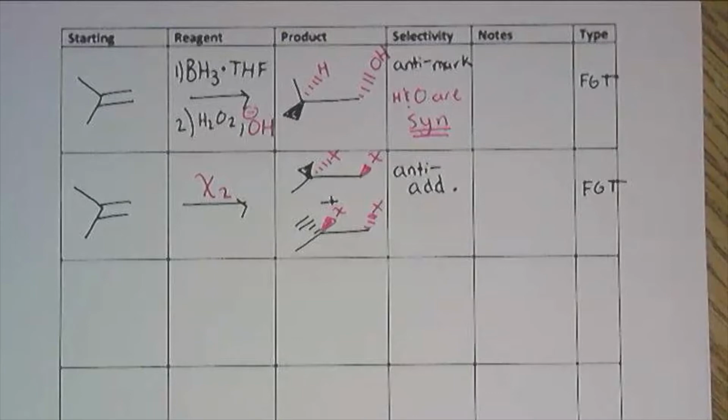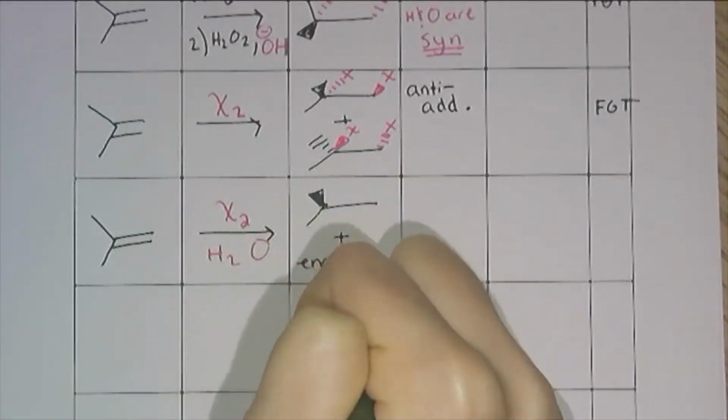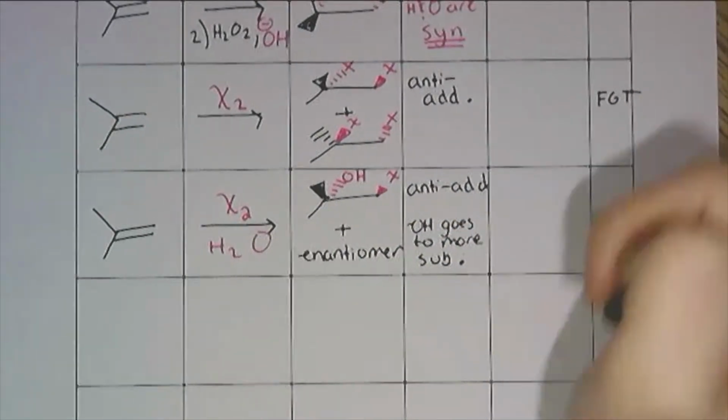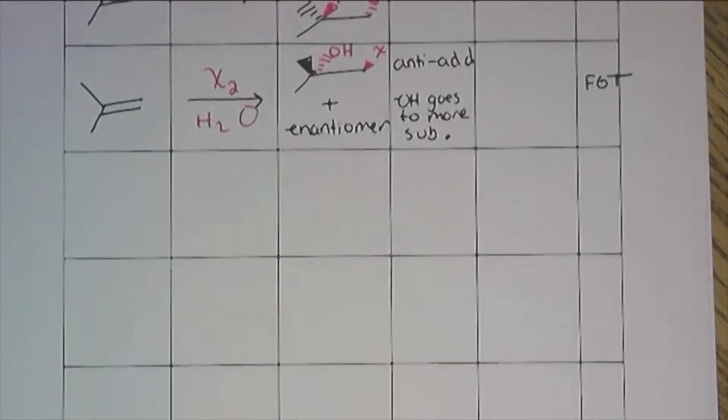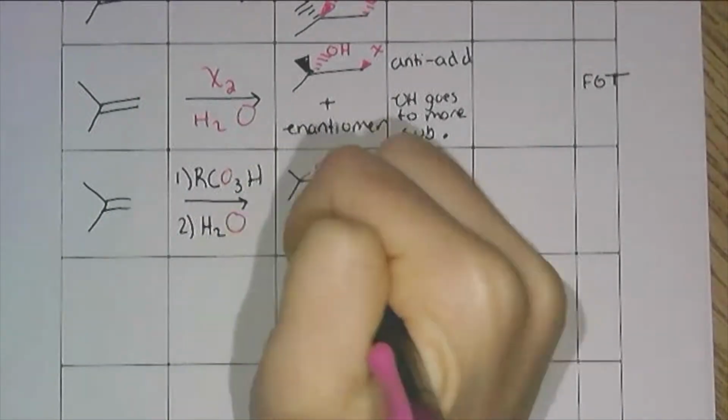When you do the same reaction with water, an OH is added instead of that X. The OH goes to the most substituted position, and also there is an enantiomer present. Again, the R just means an extra group. When you add the RCO3H, that temporarily forms the epoxide.